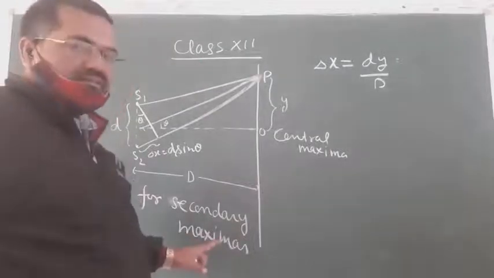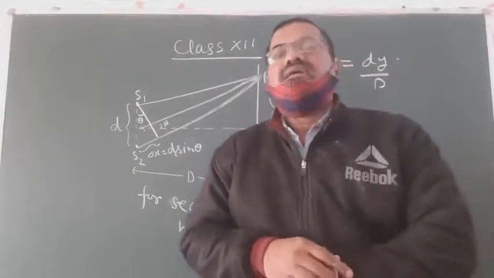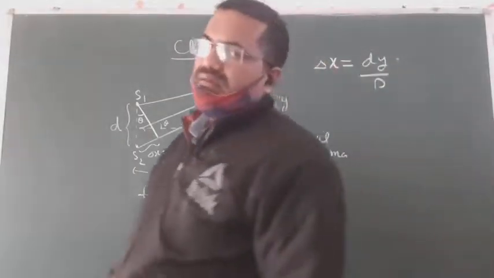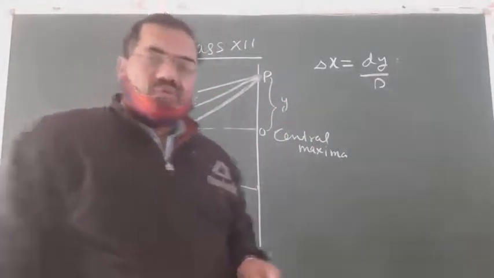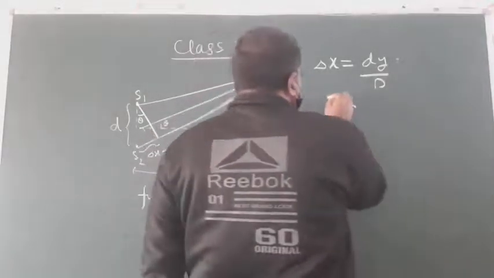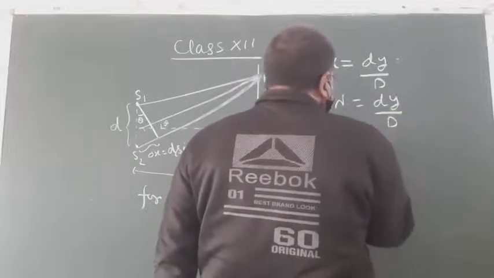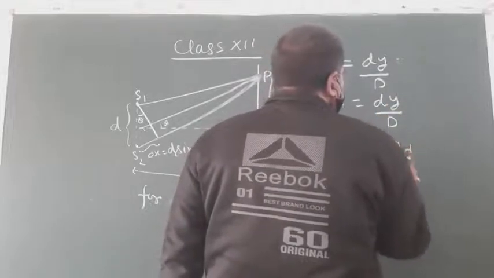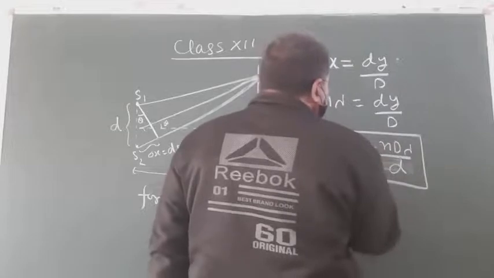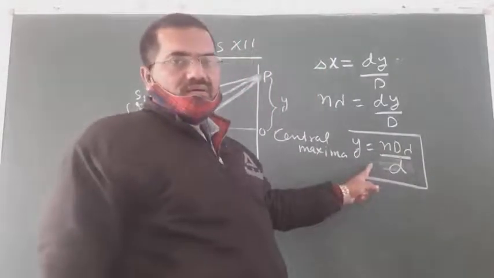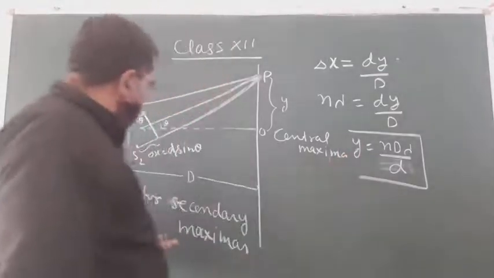So for secondary maximas, what is the condition? Basically for maximas, the condition is that delta x equal to n lambda. We have already told you in previous lectures, when path difference between two waves is n lambda. So n lambda equal to dy by D, so y equal to n D lambda by d. This is the general formula for maximas, you can say.